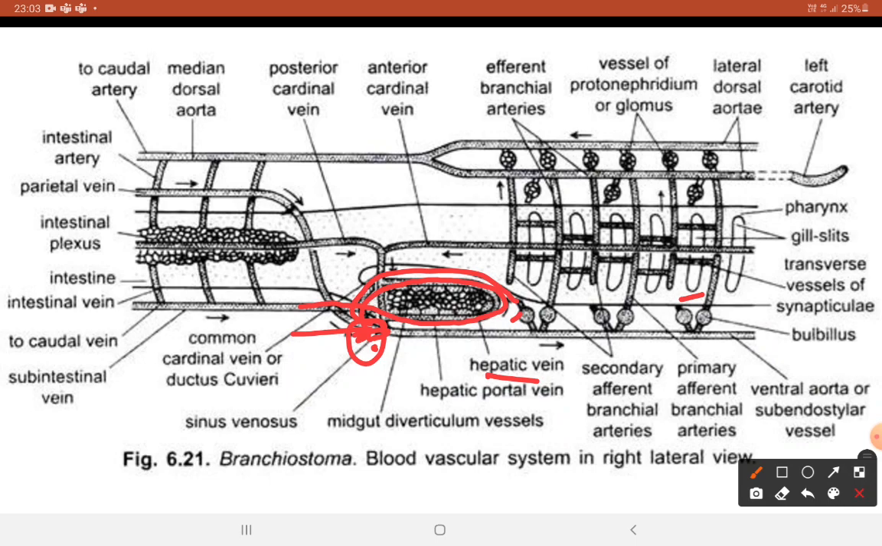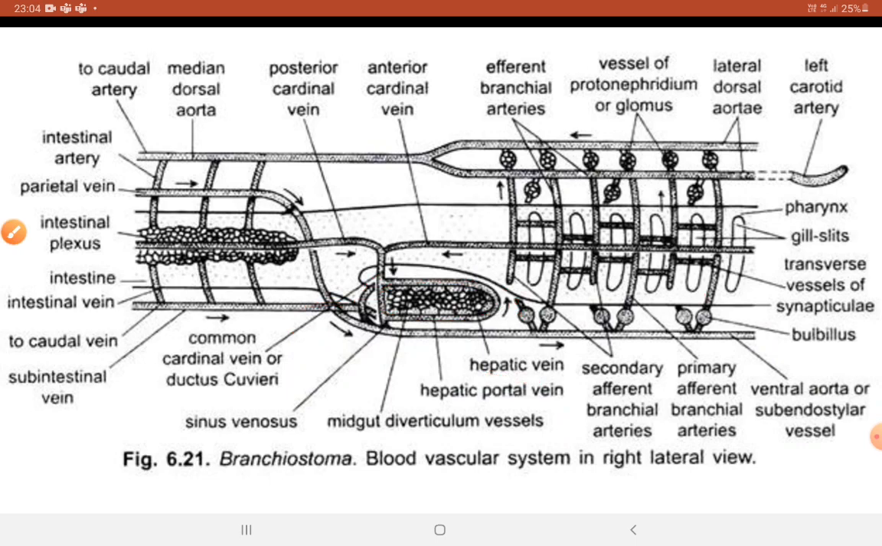Now this hepatic portal system occurs for the first time in Branchiostoma, and this acts as a precursor of that of higher chordates. That means it represents the basic model of this hepatic portal system which is seen in Branchiostoma. I hope you got this.